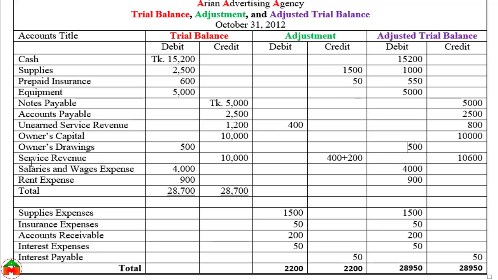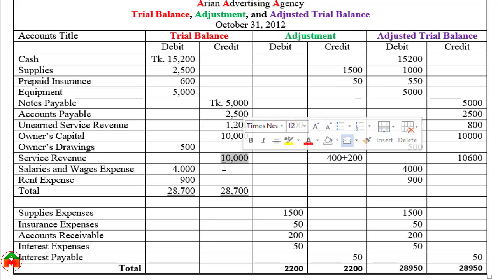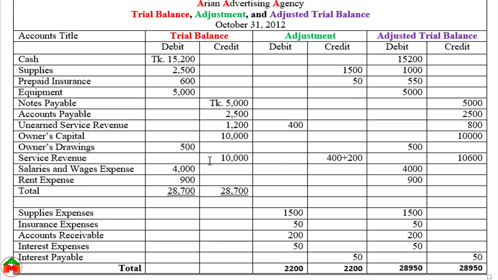Okay, service revenue. Here this is credit 10,000, and again there are two credits, one is 400 and another is 200, so here we can see there is 600 credit, as well as 10,000 credit here. This is credit, this is credit, so we need to add this amount. It is the same account, service revenue, which is always credit. Here again we can see there are another two credits, so we need to add this amount. So here 600, here 10,000, so 10,600 credit.